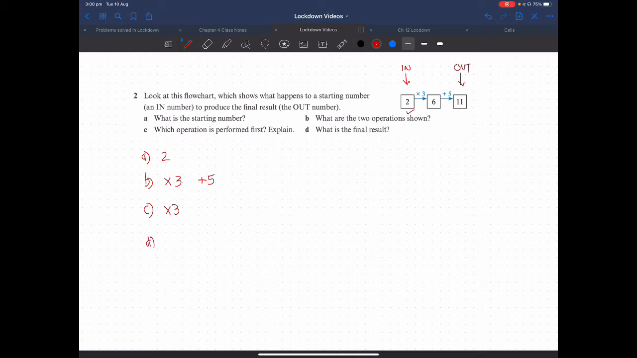D, what is the final result? The final result is the out number, which is 11.